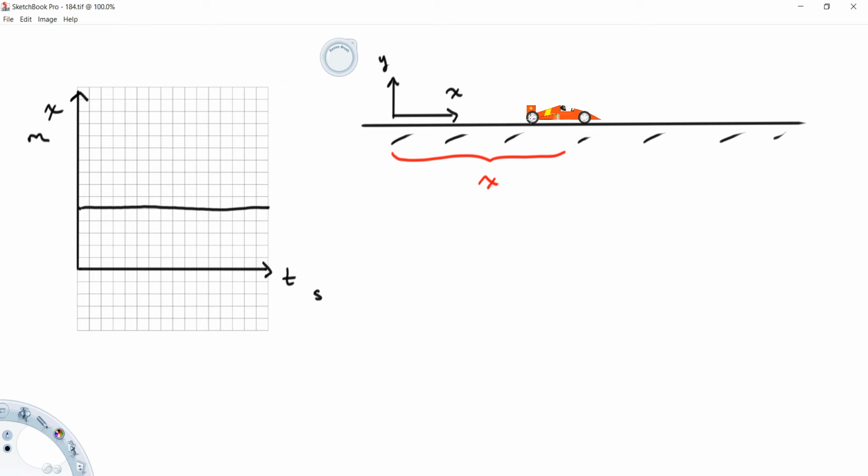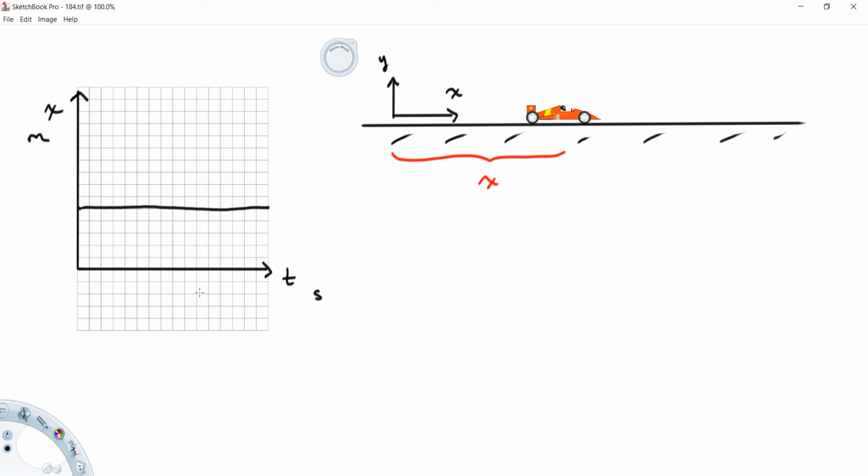Now, just some kind of what ifs. Had the car been sitting at the coordinate system origin, this graph would look identical, except the horizontal line would be here, along here at x equals 0. Or had the car been sitting over maybe to the left, say 2 meters, then this graph would have started down here and again been perfectly horizontal.